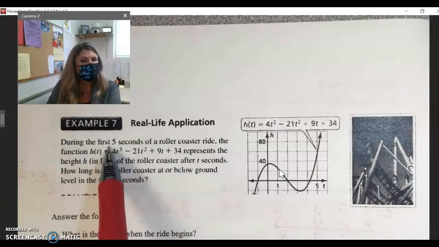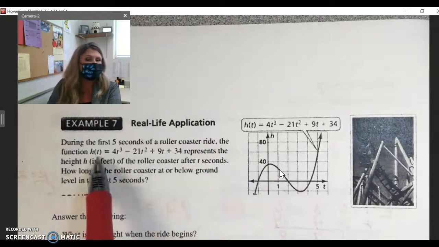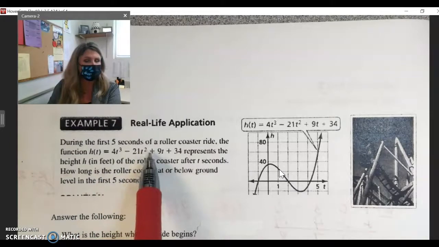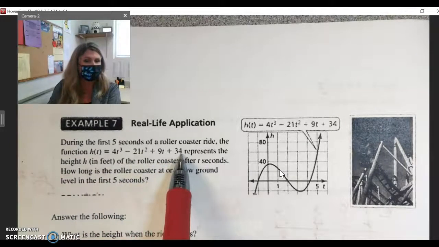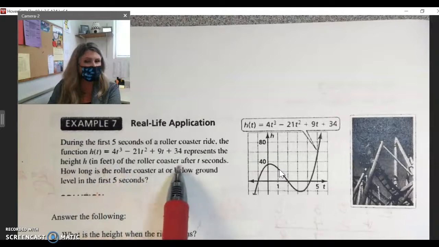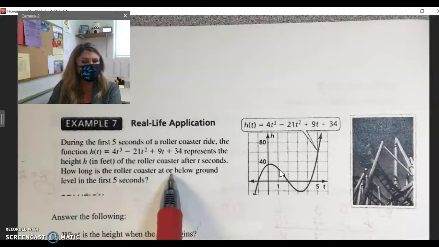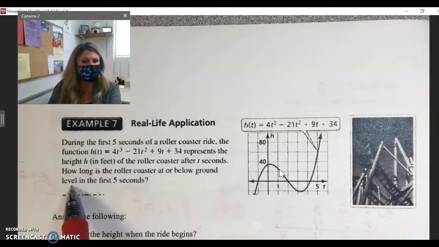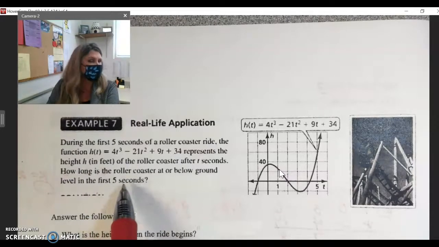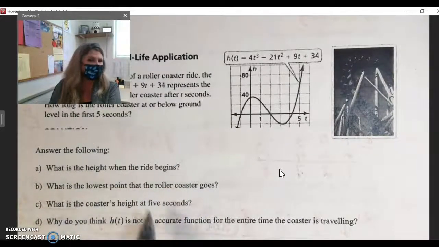So it says during the first 5 seconds of a roller coaster ride, the function h of t equals 4t cubed minus 21t squared plus 9t plus 34 represents the height in feet of the roller coaster after t seconds. How long is the roller coaster at or below ground level for the first 5 seconds? That's our ultimate question. We also want to answer all of these questions.